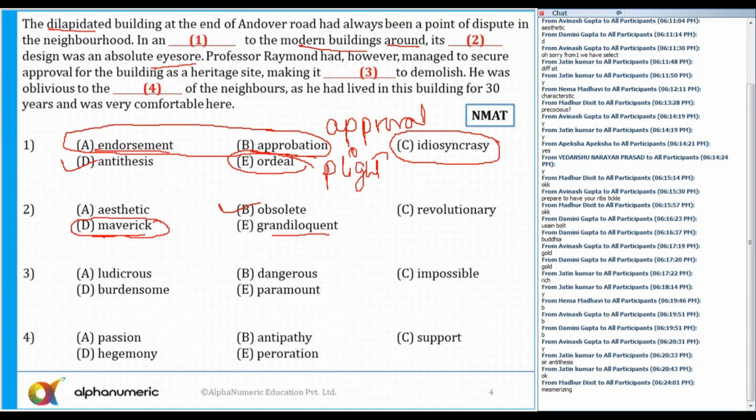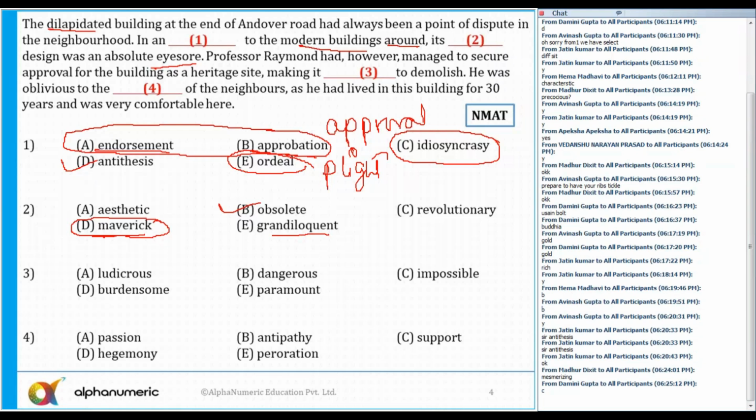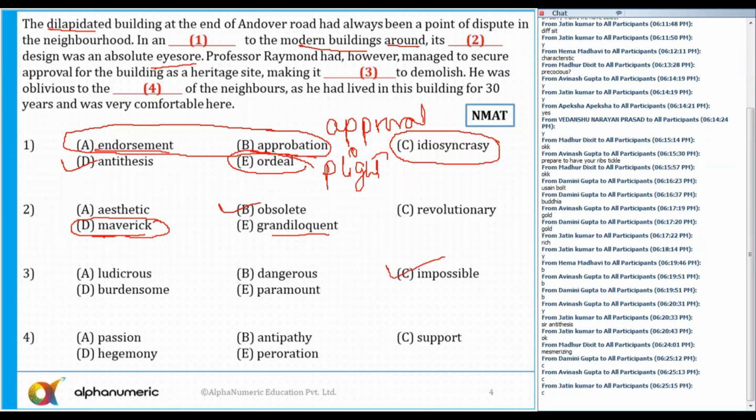Now from the second blank, we come to the third blank. They are talking about a dilapidated building which is surrounded by modern buildings. In front of the modern buildings, this dilapidated building is an absolute eyesore. Professor Raymond had, however, managed to secure approval for the building as a heritage site, making it dash to demolish. So if something becomes a heritage site, it will become impossible to demolish. Yes or no? It cannot become ludicrous. Ludicrous means laughable. If something is ludicrous, it's laughable. Paramount means very important. Paramount means the first, extremely important.